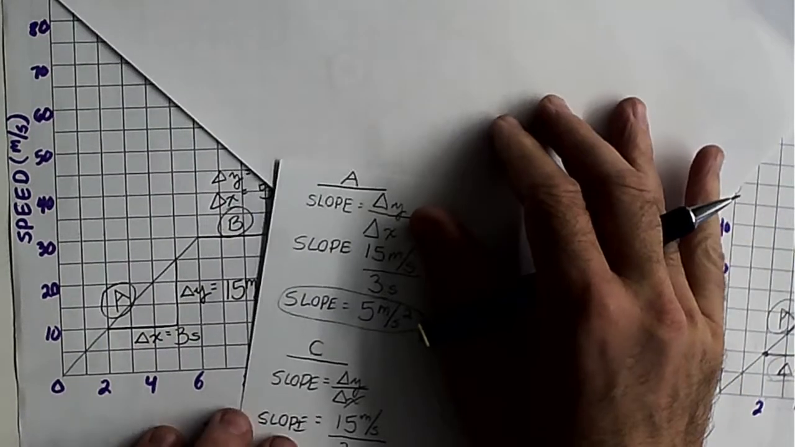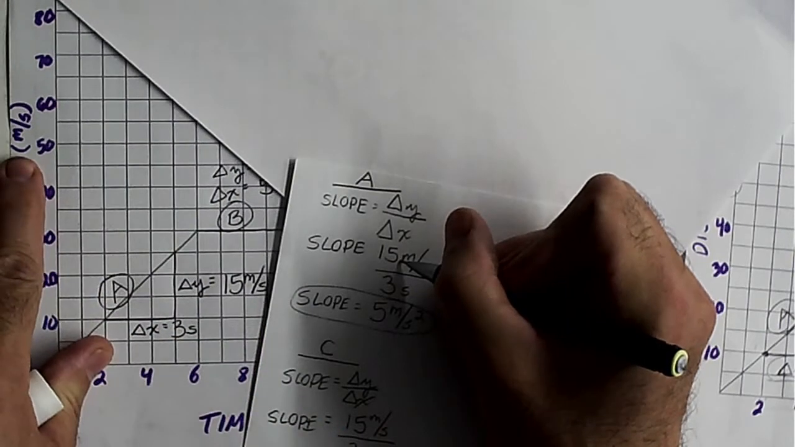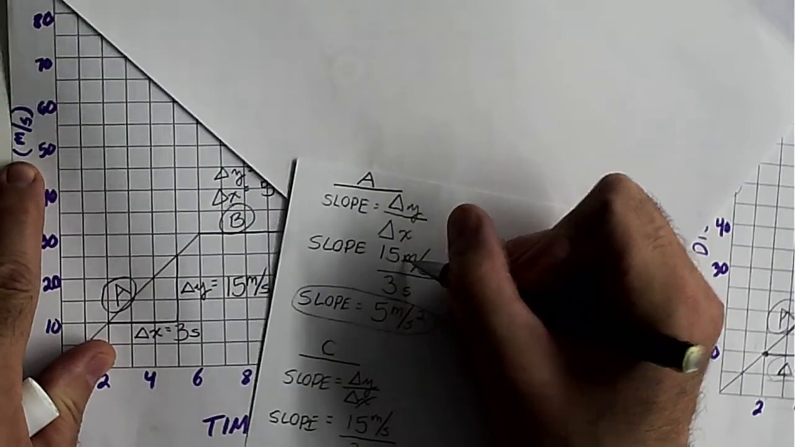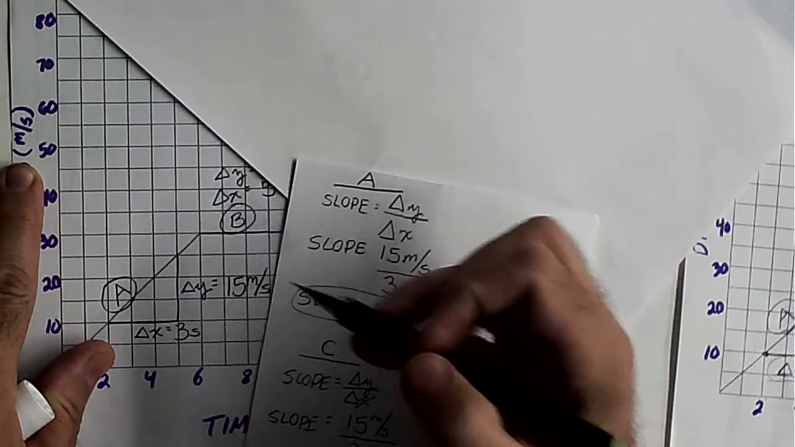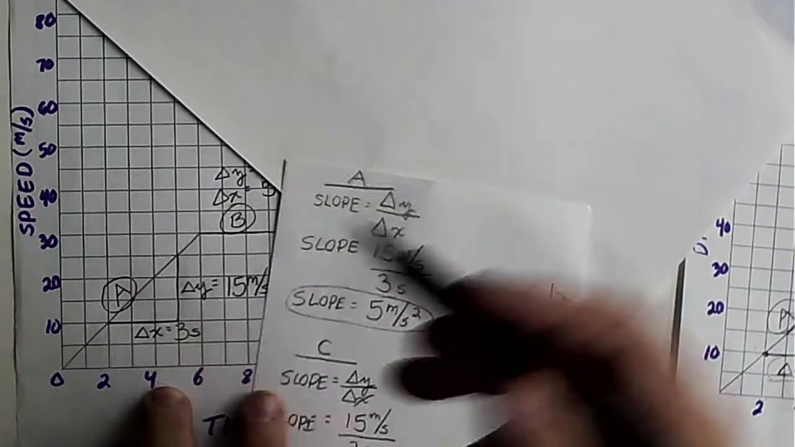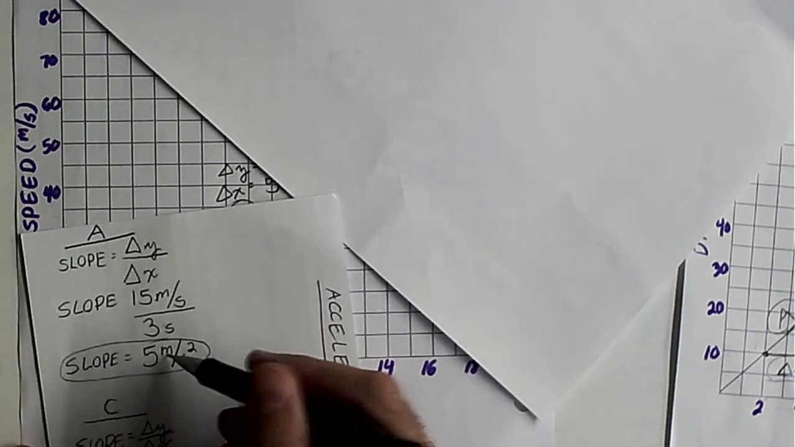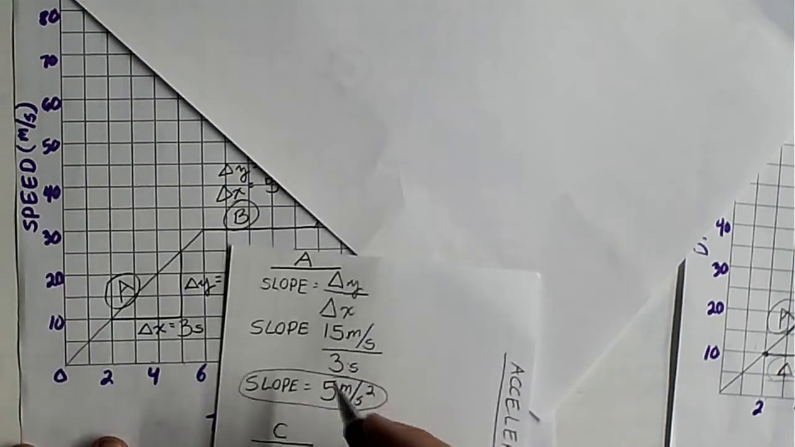That does not change, okay? My change of y is 15 meters per second. You have to pay attention to the axis, the label of the axis. Okay, so my change of y is 15. My change of x is 3. 1, 2, 3. I plug that in, and I get 5 meters per second squared, right?